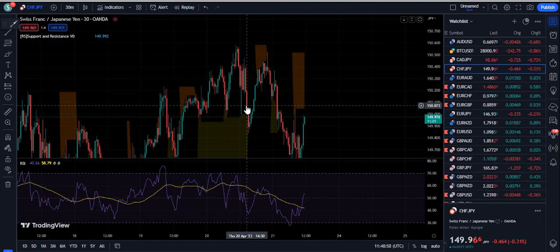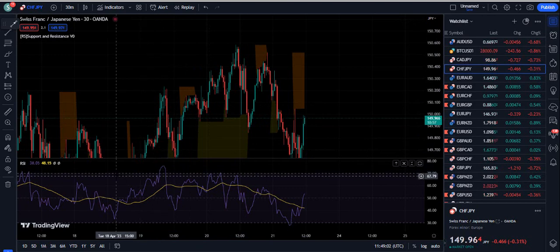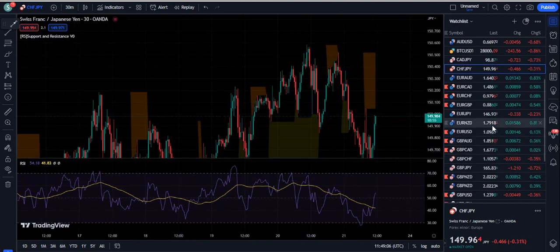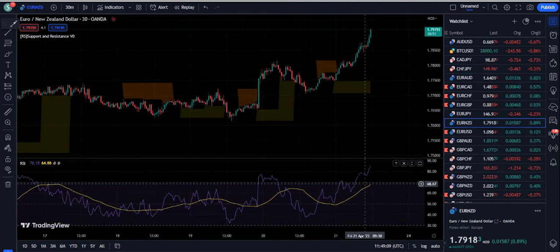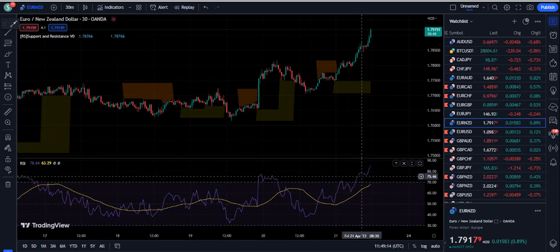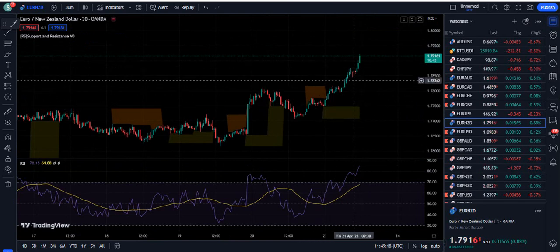The RSI can remain in overbought, so it will stay here. If you do not have an idea about it, you will get the idea while trading during the fundamentals. Look here, this is an example: as per the RSI, it was overbought, but you can see this is going strongly to the upside. That's what I want to teach you.